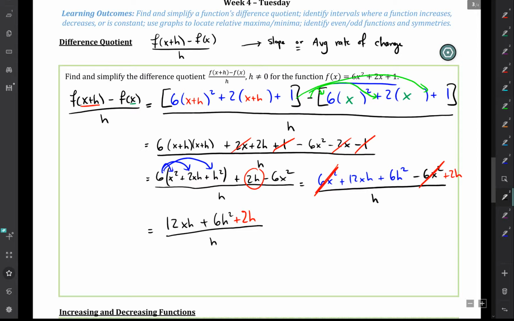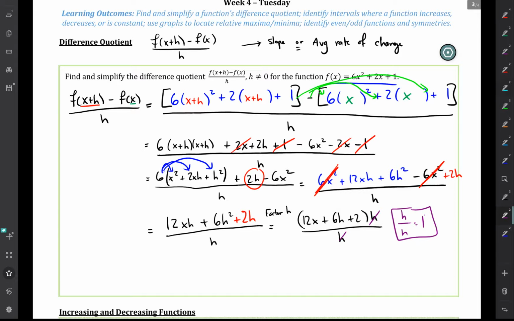And now I'm going to factor out an h, because if you look at the top, every term has an h in it, so I get to factor out an h, and you can always do this when you're doing difference quotients. So I'm going to get 12x plus 6h plus 2 times h over h. And now you can cancel the h over the h, because that's the same as multiplying by 1 over 1. Think of this as h over h equals 1. So this is like 12x plus 6h plus 2.